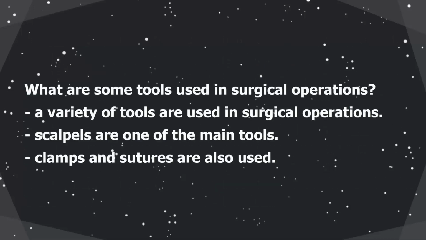What are some tools used in surgical operations? A variety of tools are used in surgical operations. Scalpels are one of the main tools. Clamps and sutures are also used.